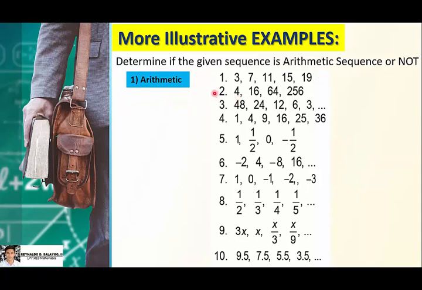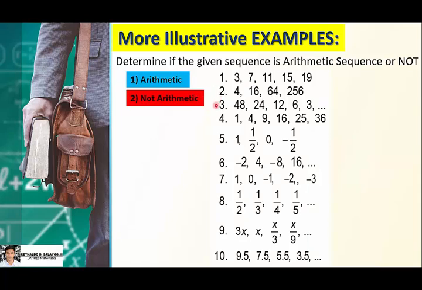Let's move on to the second number sequence. So we got 4, 16, 64, 256. So in this second item, as what you observe, if we subtract 4 from 16, we'd be able to obtain a difference of 12. And that is not actually equal to the difference when we subtract 16 from 64. Therefore, since they don't have a common difference, that number 2 is not an arithmetic sequence. Take note, this second item is not an arithmetic sequence.